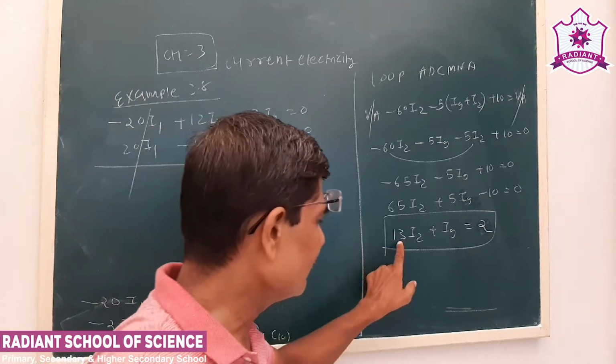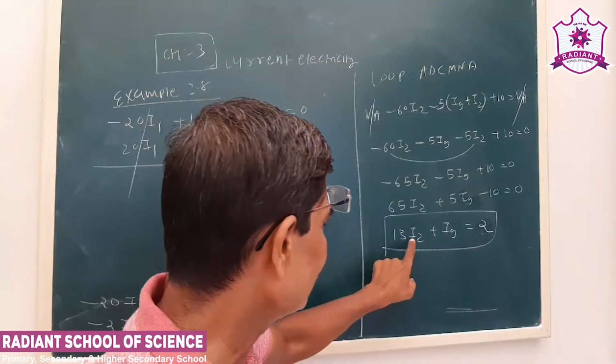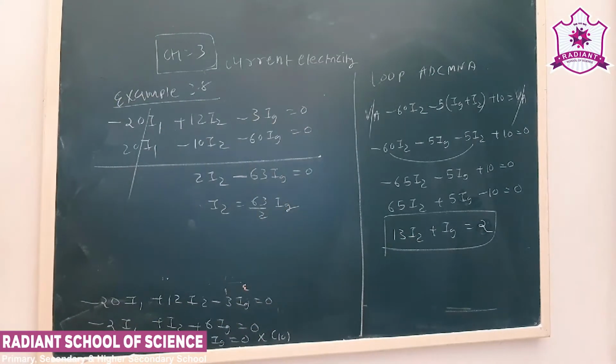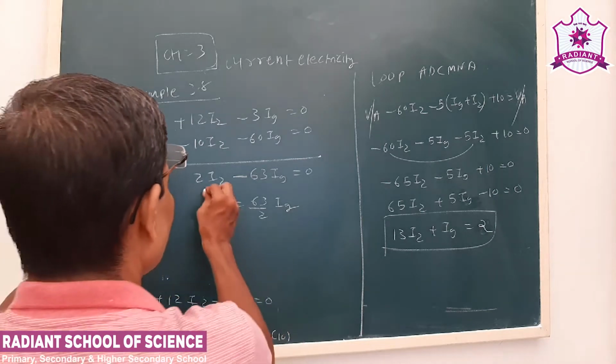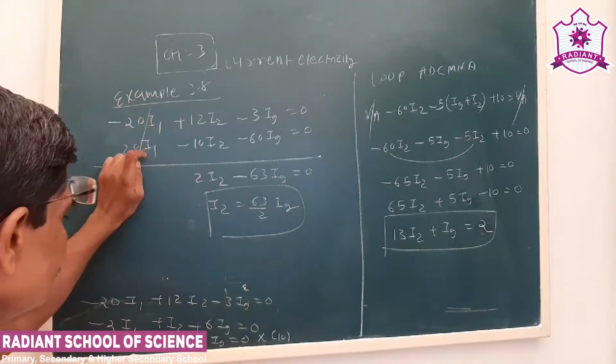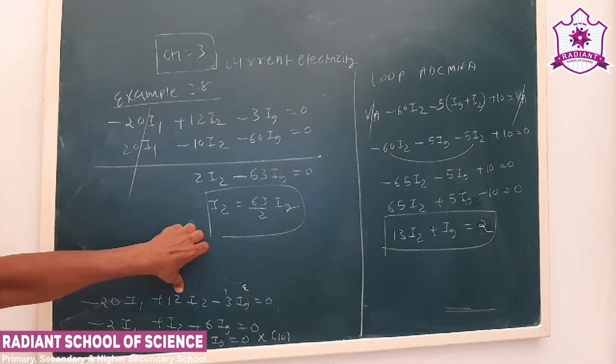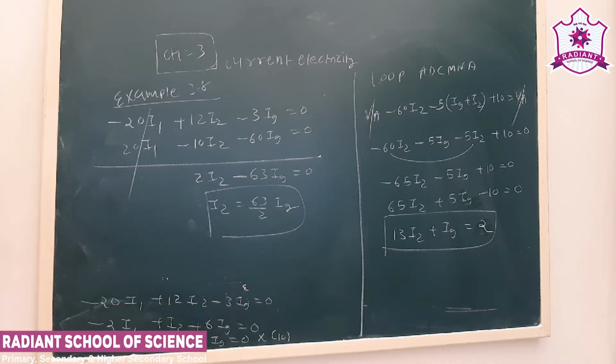So why have we done this? Because we now have an equation in terms of I2 and IG. Now this value of I2 we can substitute here. Again we take the equations: minus 20 I1 plus 12 I2 minus 3 IG is 0, and another equation is minus 2 I1 plus I2 plus 6 IG is 0. I can write 2 I1 minus I2 minus 6 IG is 0, multiplying with minus 1.